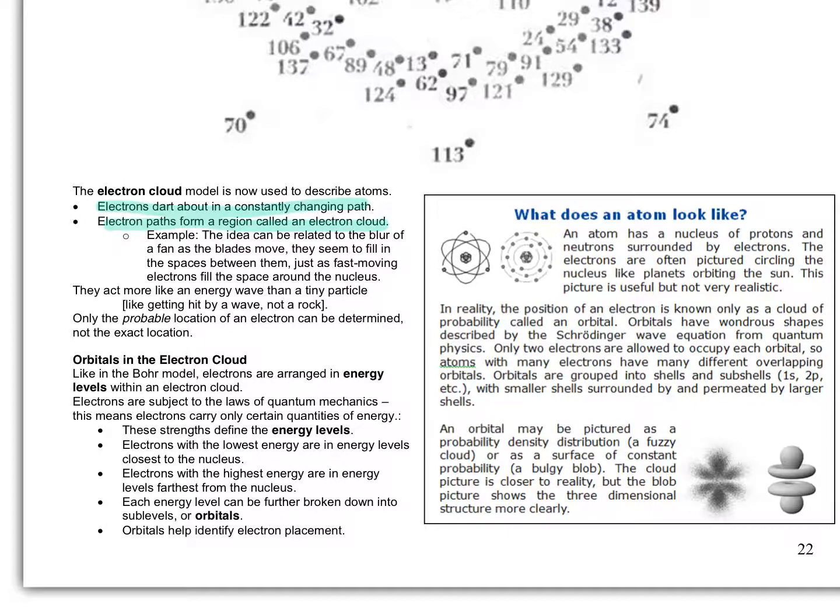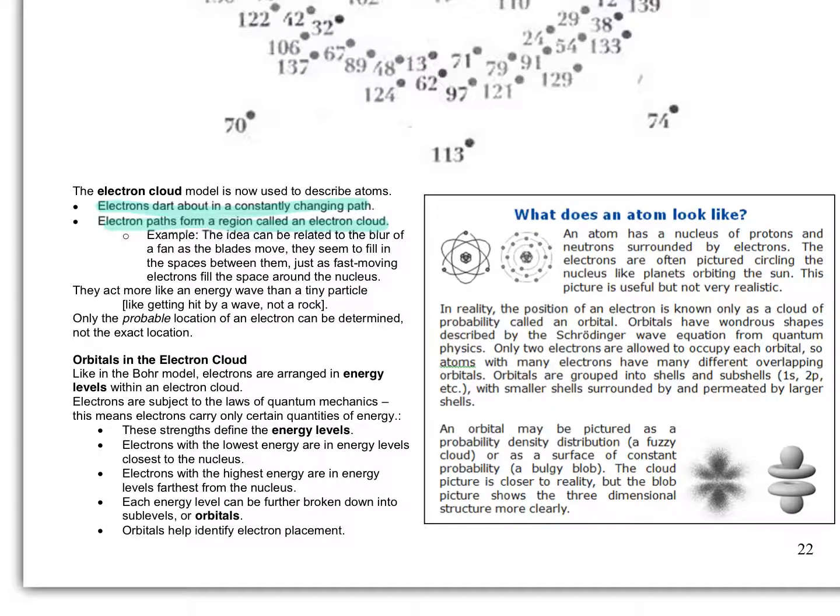A visual for this would be the blades of a fan. They're moving so quickly you can't actually distinguish each blade in the fan. And instead you see a blur. When you finish your connect the dots, you'll see the blur. So they act more like an energy wave than like a tiny particle.